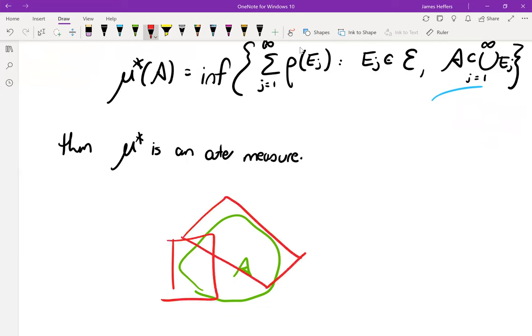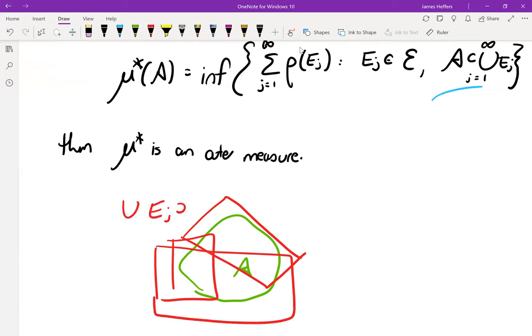Maybe there's a collection of E_J that its union contains A. And we take the measure of that with respect to whatever this function rho is. But then we say, well, wait, we can find smaller ones. So now let's use a different color here and say we can find a better collection of E_J.